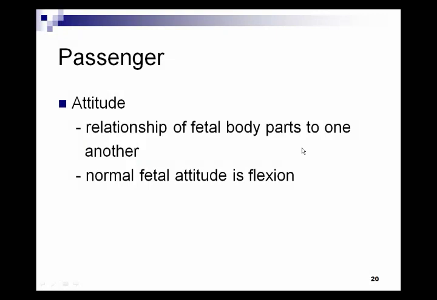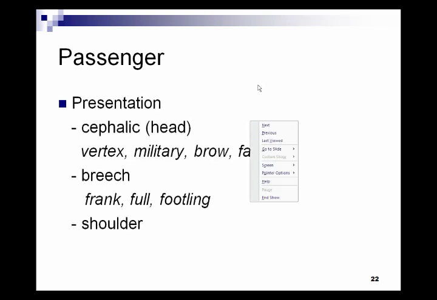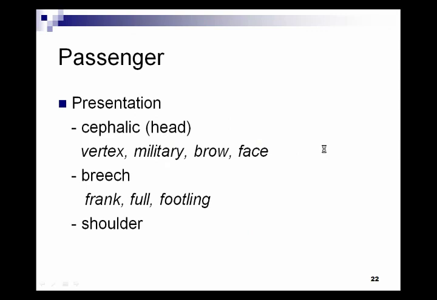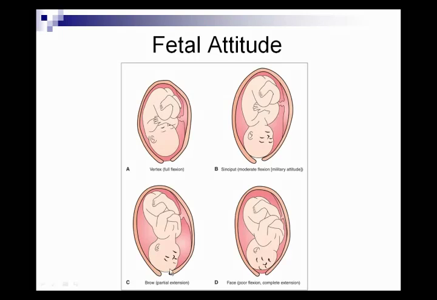The attitude is the relationship of the fetal body parts to one another, and a good fetal attitude is flexion, and I'll explain why in a moment. Okay, so here's a full flexion, vertex, so it has an occiput presentation. B, we have a military position, like standing erect in the military. We have brow, and then we have a face presentation. This is a poor flexion. This is partial extension.